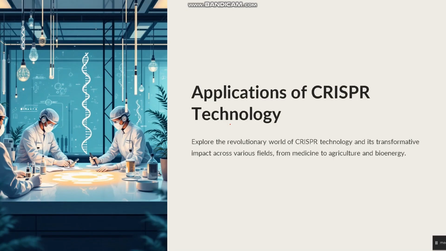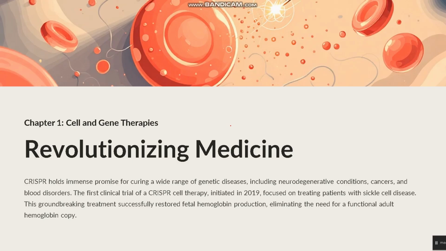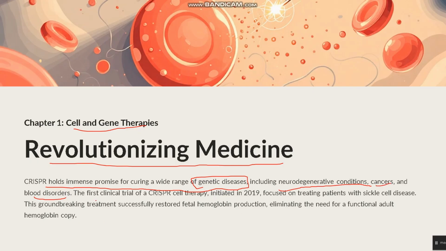So let's dive into the applications of CRISPR technology. First of all, cell and gene therapies are revolutionizing medicine. CRISPR holds immense promise for curing a wide range of genetic diseases, including neurodegenerative conditions, cancers, and blood disorders. The first clinical trial of CRISPR cell therapy, initiated in 2019, focused on treating patients with sickle cell disease.